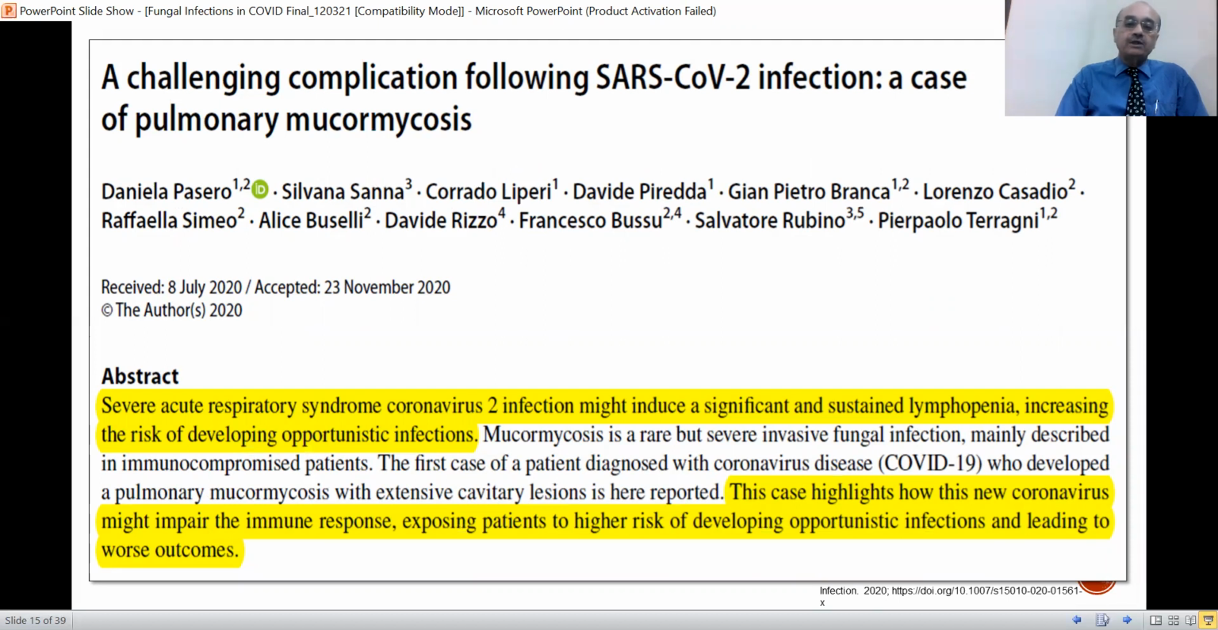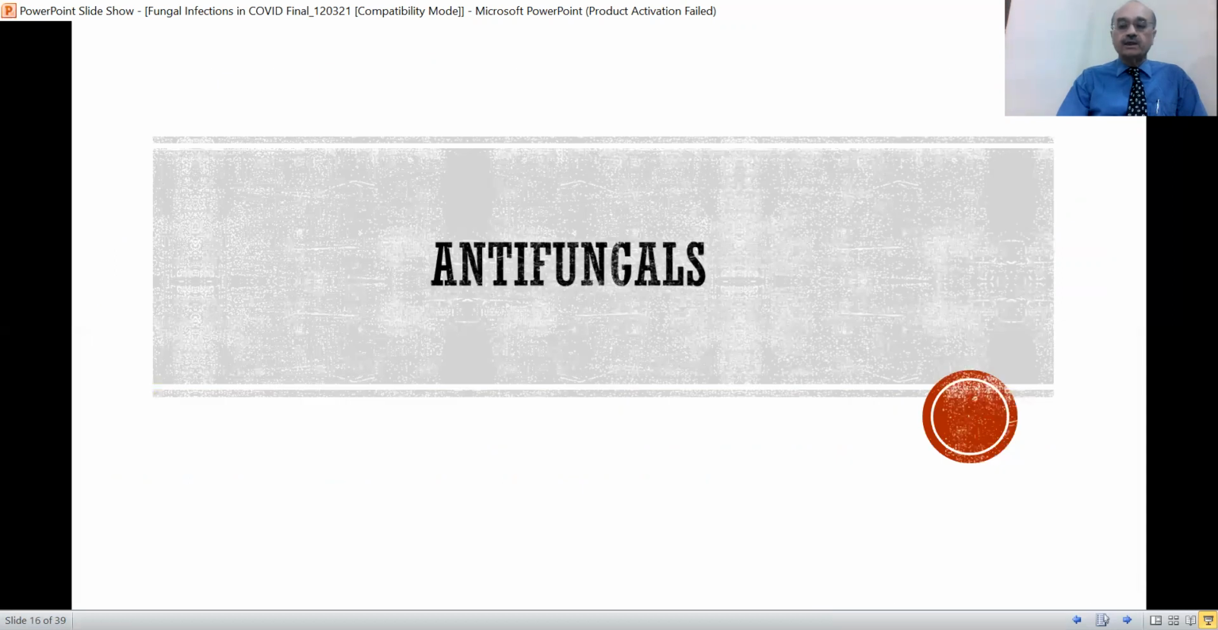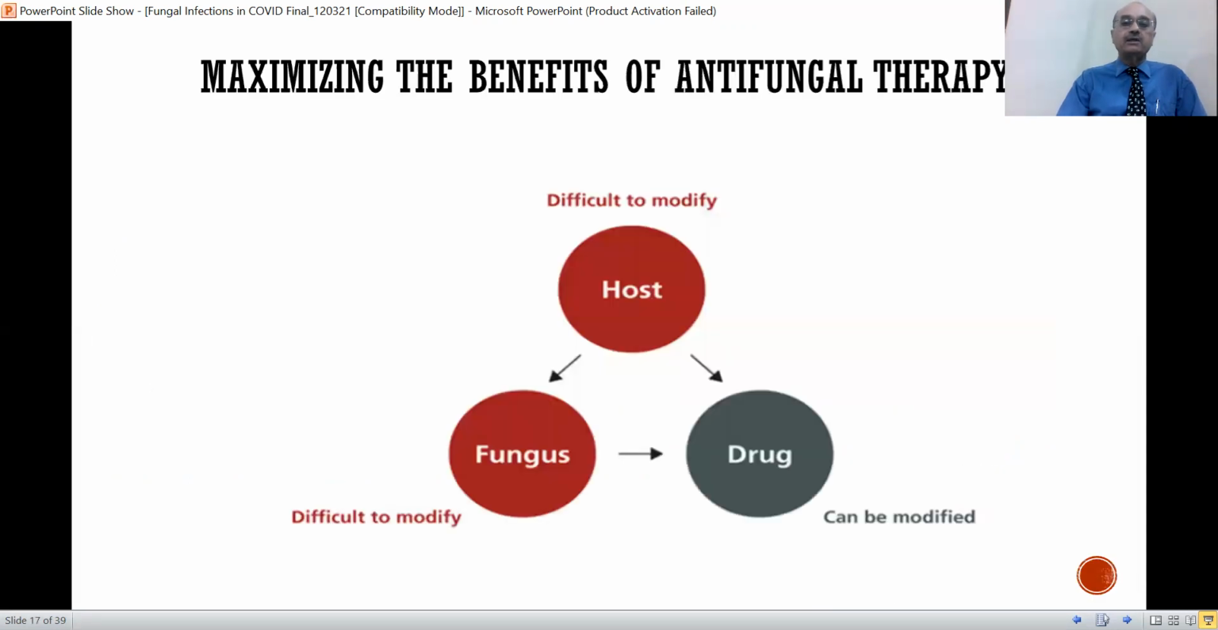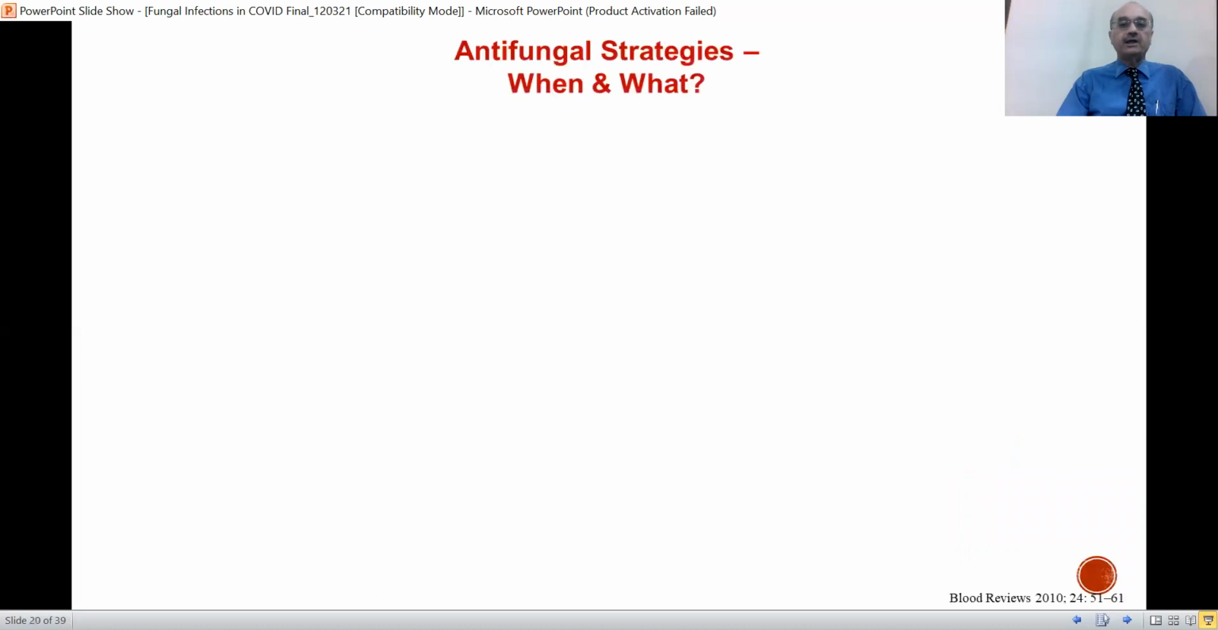It was found that SARS-CoV-2, which produces a significant amount of lymphopenia, by itself increases the risk of developing opportunistic infections. So the more the lymphopenia, the more is the warning that this patient may be a candidate for developing opportunistic infections. This case again highlights that the coronavirus type 2 might impair the immune response, irrespective of other conditions. The virus itself may impair the immune response, making these patients vulnerable to opportunistic fungal infections, leading to worse outcomes.